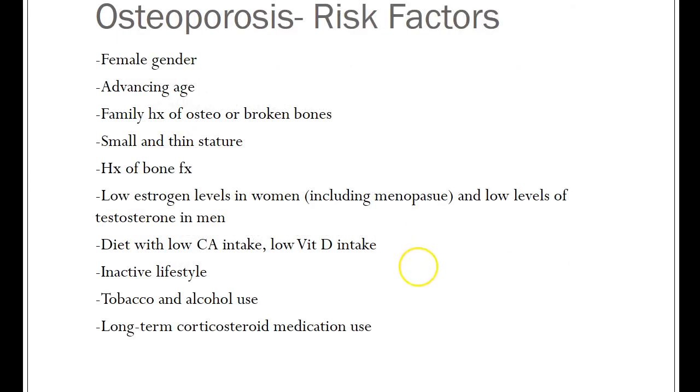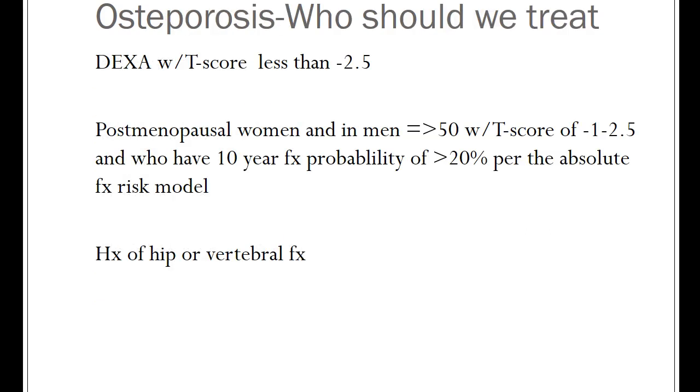Anyway, and again, here's more risk factors. You can see a lot of this has to do with age and lifestyle and body habitus, quite basically. So we're going to treat patients with a T-score that's less than -2.5, if they've had a previous history of a hip or vertebral fracture, and then postmenopausal women and men over the age of 50 that have a 10-year fracture probability greater than 20%.